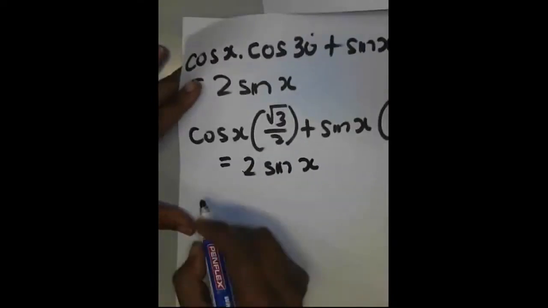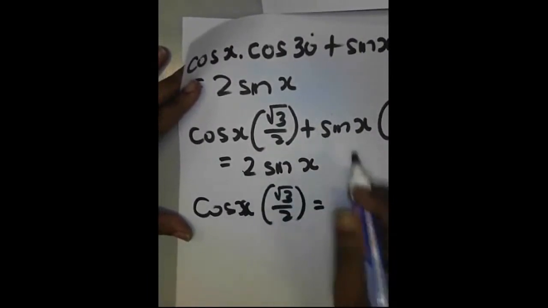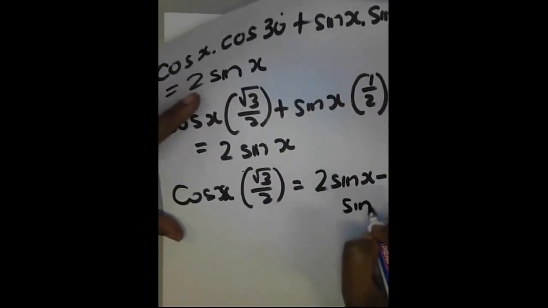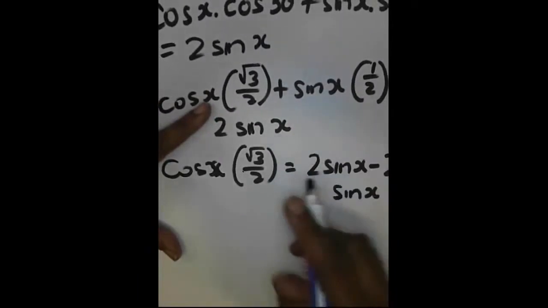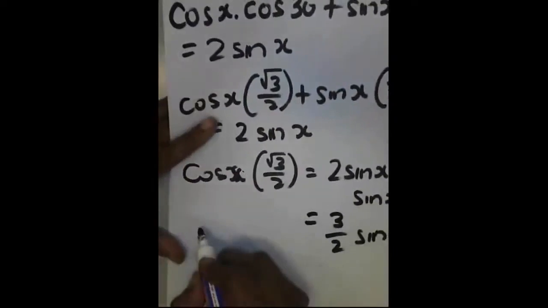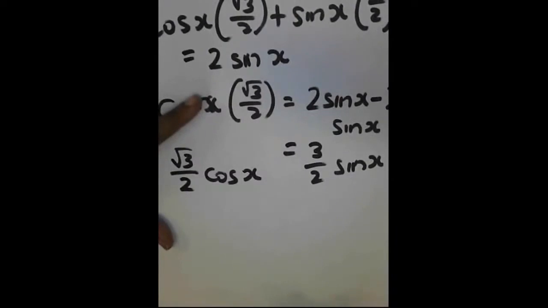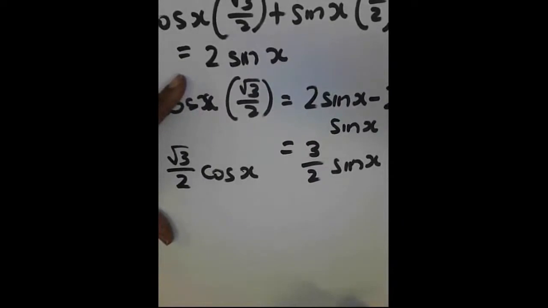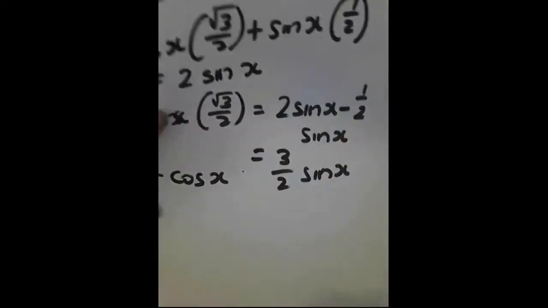If you keep the cos on this side, cos x times square root of 3 over 2, then this becomes 2 sin x minus a half sin x. There are four halves in 2, and that's how I get 3 over 2 sin x. That's where I get it from. I haven't done anything funny. There's 4 halves in 2, so 4 minus 1 will give me 3 over 2.